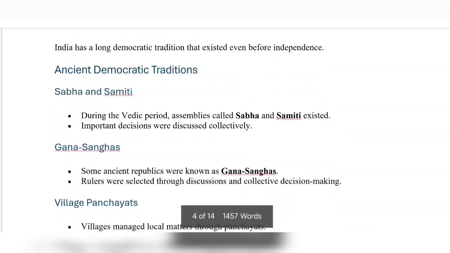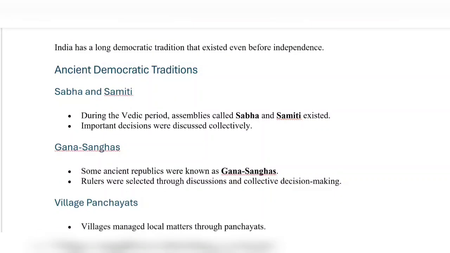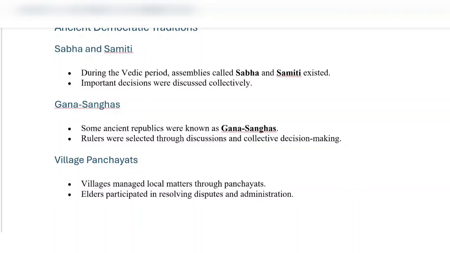India has a long democratic tradition that existed even before independence, even in ancient times. There were sabhas and samitis. Sabhas were the assemblies of common people, and samitis were the assemblies of the ministers and the rulers. Together they used to take decisions, and it is written in the Vedic literature. So you know that Vedic literature was written 1500 years ago, right?